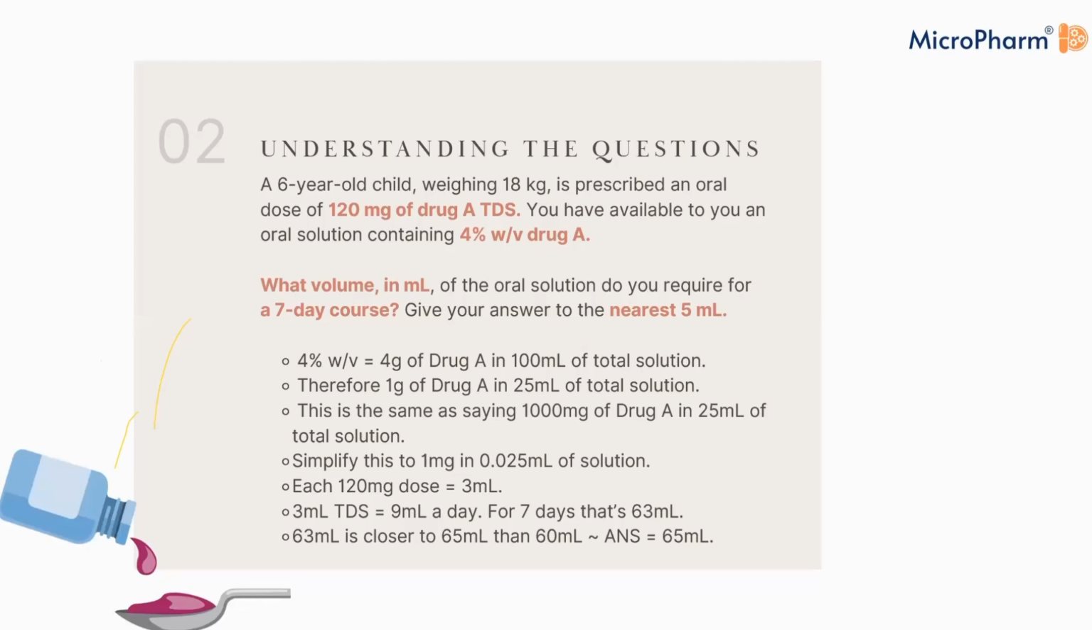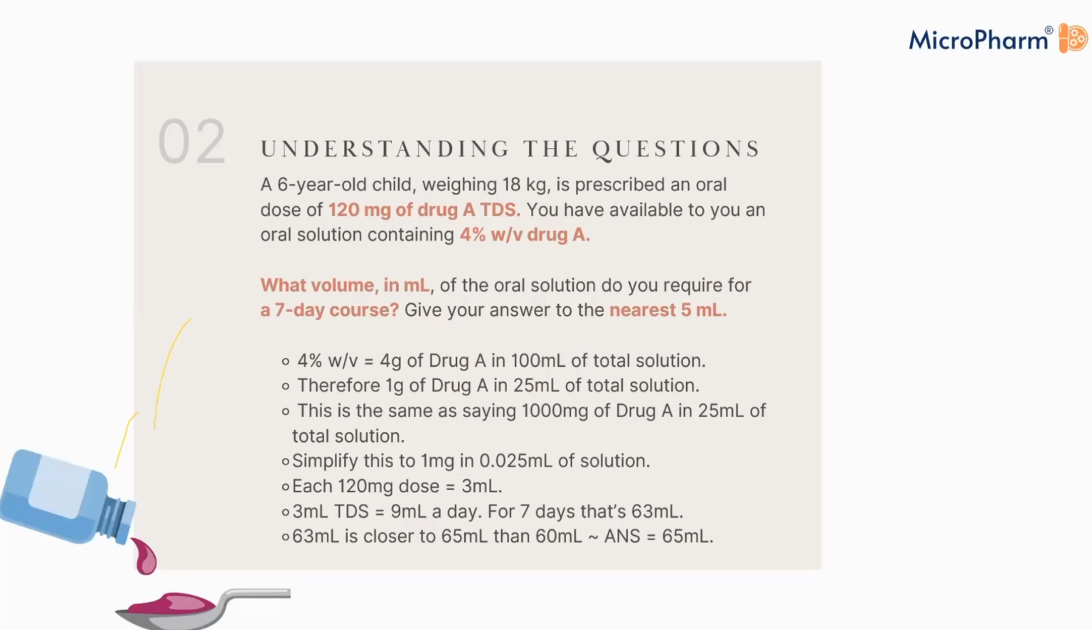So the first thing I would do here is say, okay, well, 4% weight per volume is 4 grams in 100 mil. Therefore, that's 1 gram in 25 mil of solution. This is the same as saying 1,000 milligrams in 25 mil of solution. Now, you might be asking yourself, well, why did I do that? Well, I did that because this child is receiving each dose in milligrams. So it makes life easier if I also convert my concentration into milligrams.